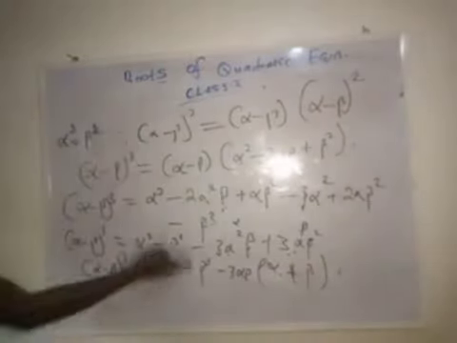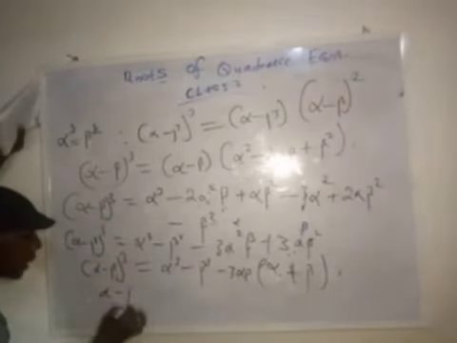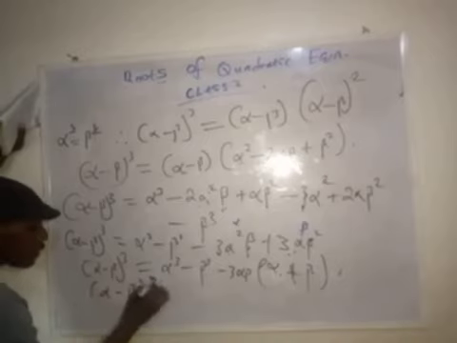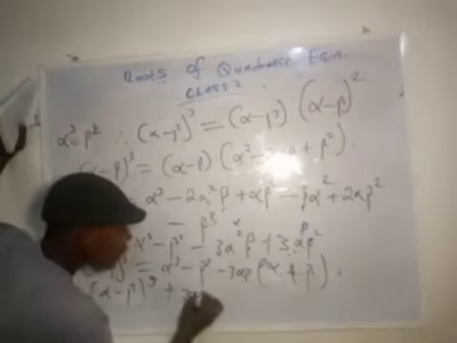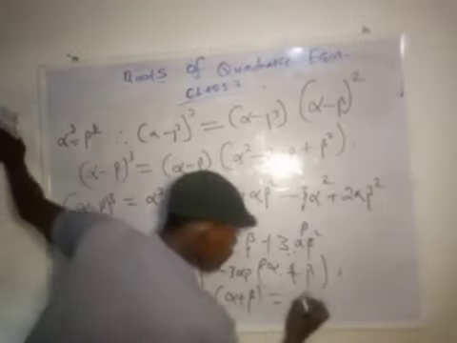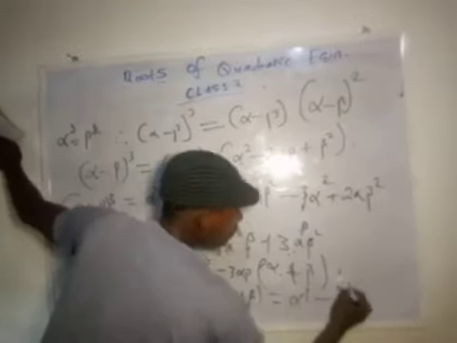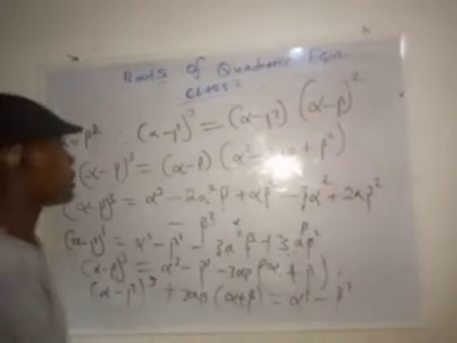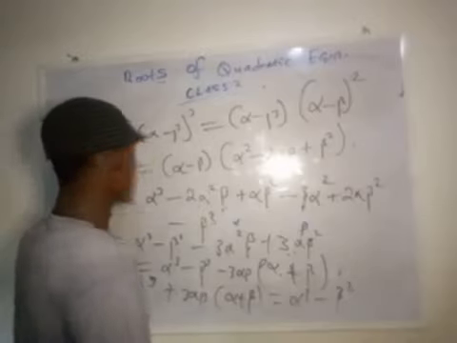Since I'm looking for alpha cube minus beta cube, I pass this over here, and therefore it will be alpha minus beta raised to the power of 3 plus 3 alpha beta into bracket alpha plus beta, which will be equivalent to alpha cube minus beta cube. And that will be our expression for this particular equation. Are you getting the point now?